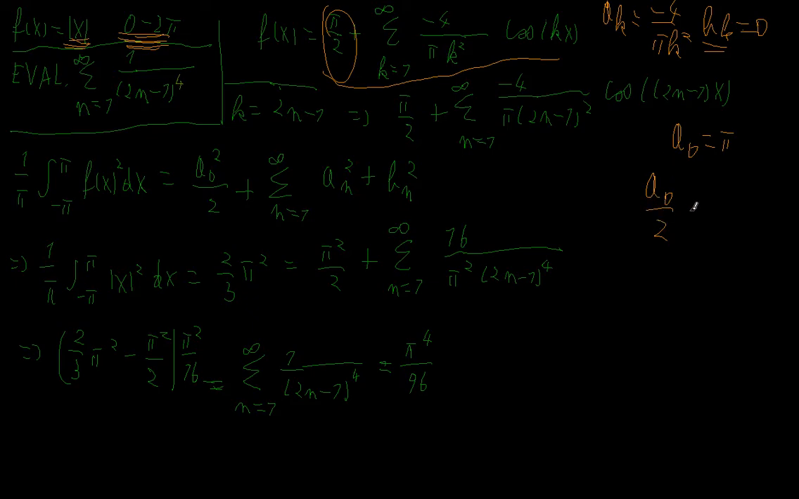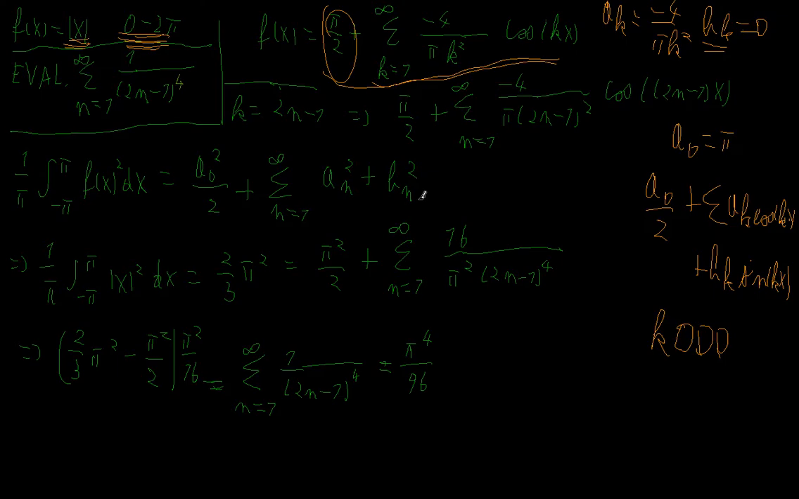And remember that this pi over 2 is equal to our a sub 0 over 2. Remember, we have this formula with a sub 0 over 2 plus the sum from 1 to infinity of a sub k cosine of kx plus b sub k sine of kx. And this result here is only valid for k odd. If k is even, you simply get 0 for the whole thing, and that's not what you want.